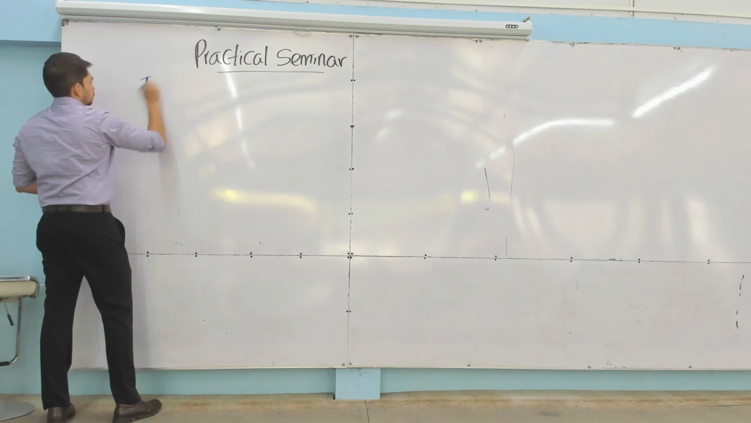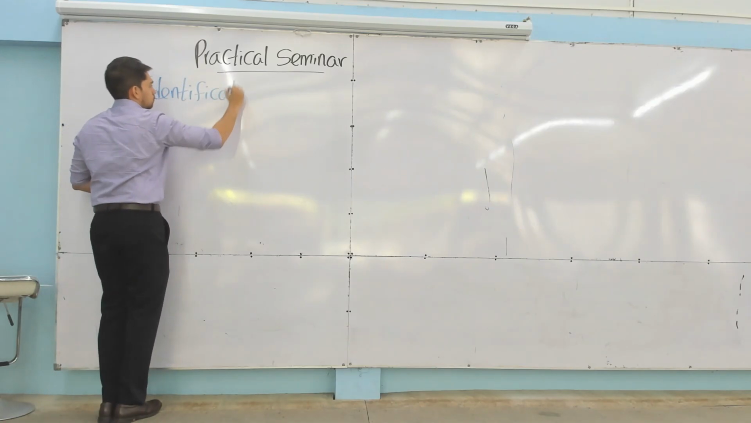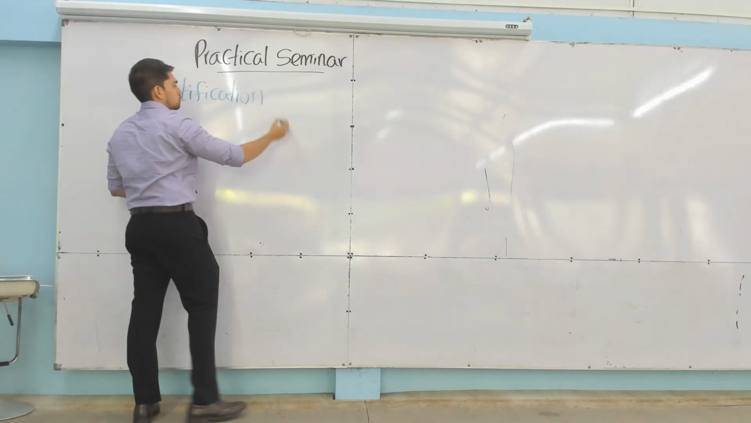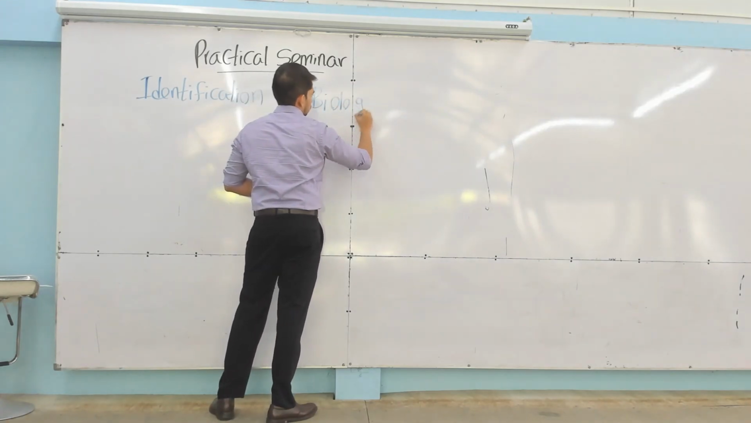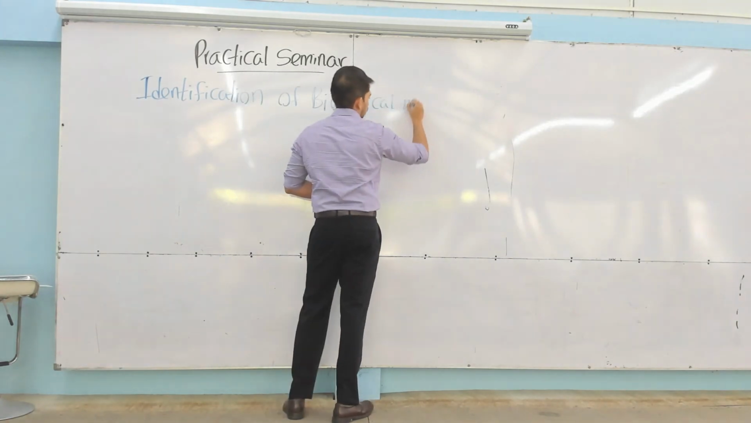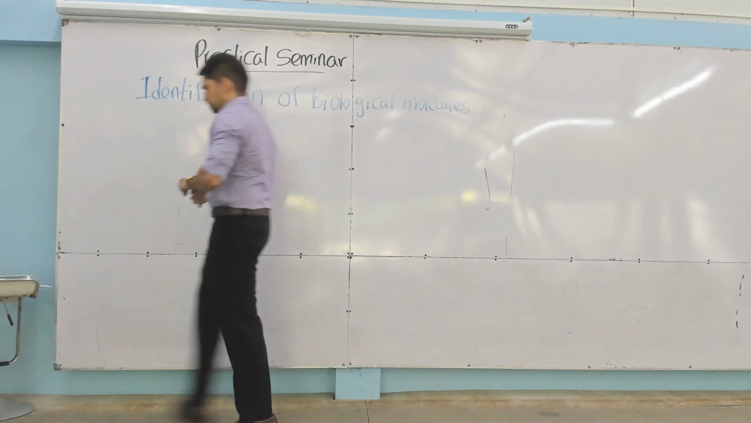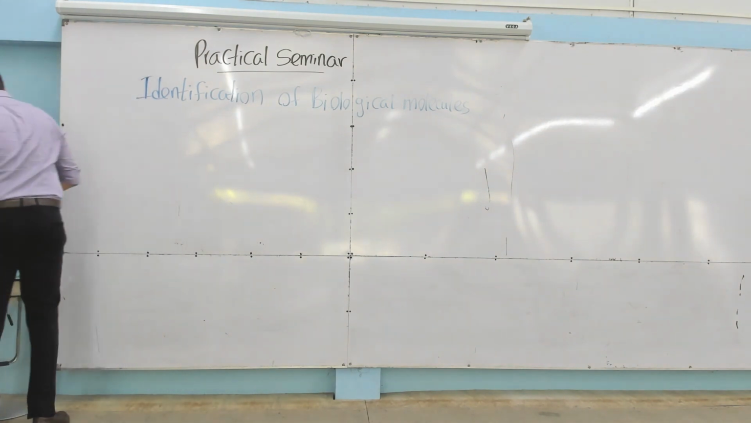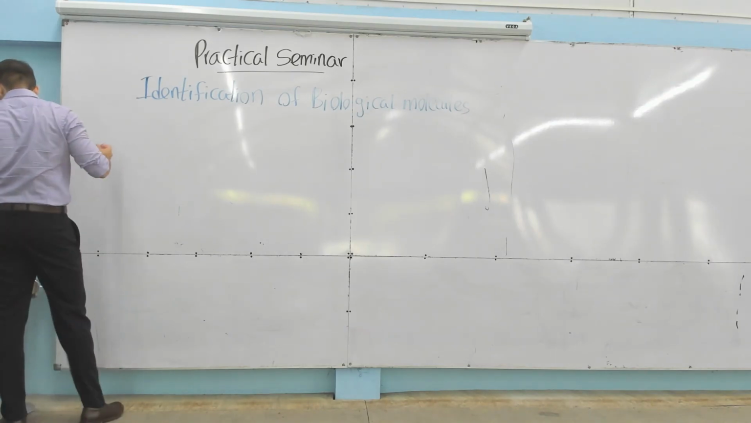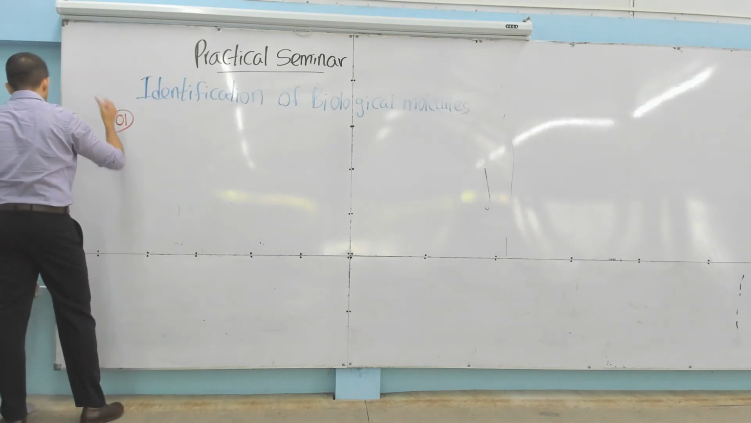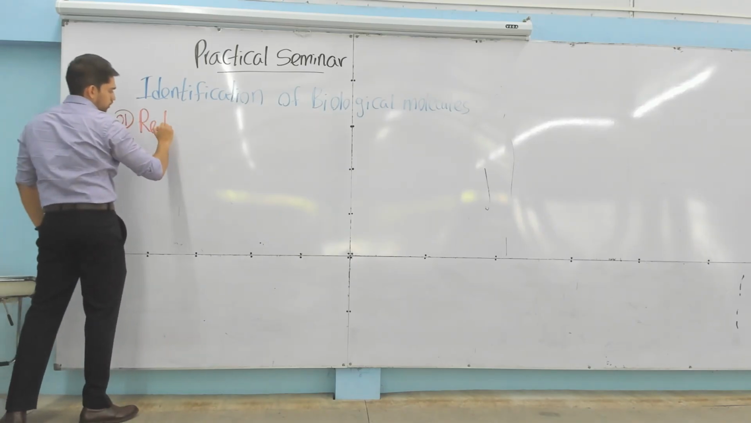So, identification of biological molecules, that is the first part. Under that we have the first practical. What is the first practical that we have? Reducing sugars.